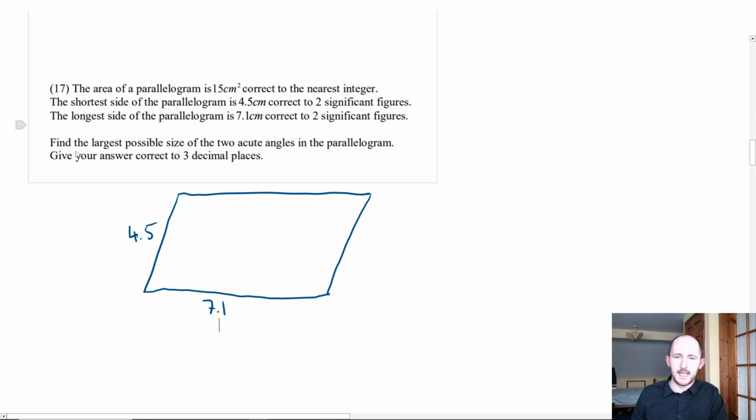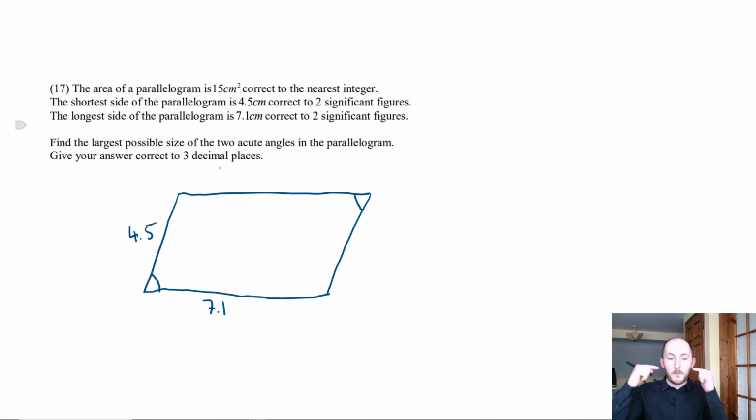Now, it's saying here, find the largest possible size of the 2 acute angles. So if I look at my drawing, the acute angles are here and here. Now, here's the really important thing: the opposite angles are always equal in a parallelogram. So both of these angles are actually identical. So I can ignore one of the angles. I only need to work out one, okay? So just as a reminder, opposite angles in a parallelogram are always equal to each other, okay? So you don't need to worry about it.